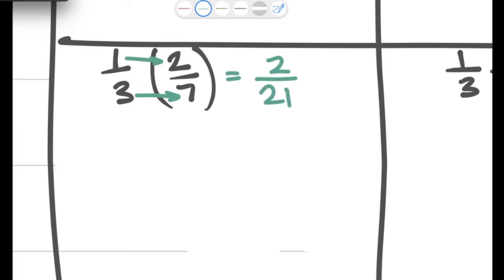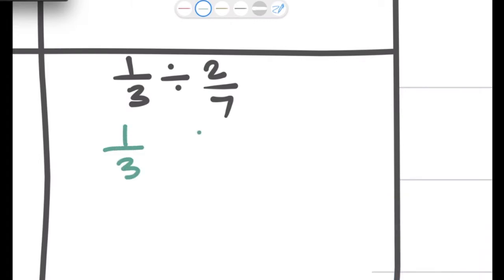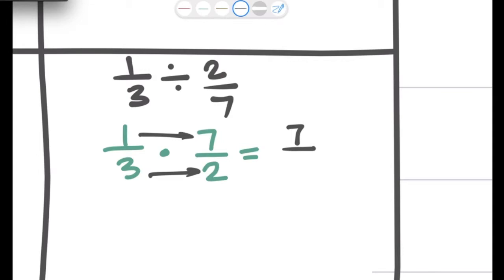And finally, dividing fractions, easy as pie. We're going to flip the second fraction and multiply. Always check to see if numbers that are situated diagonally with each other are simplifiable. Here they're not, so we can go ahead and do the top times top. So 1 times 7 is 7, and bottom times bottom. 3 times 2 is 6.